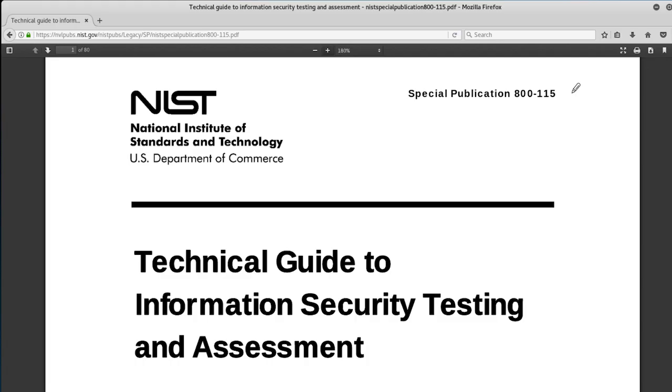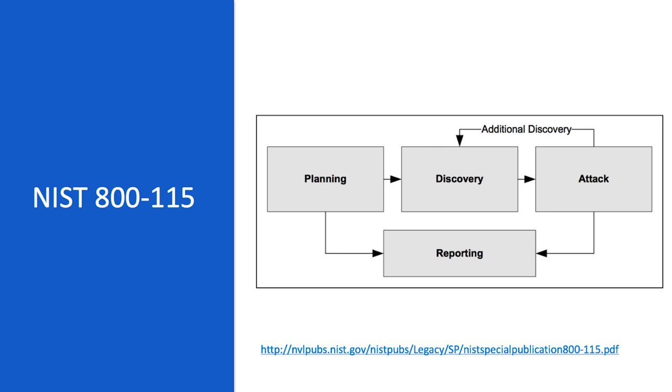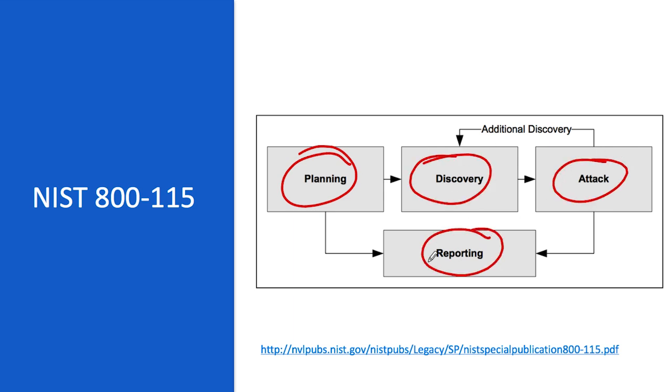Now, NIST also published a guide on how to conduct security assessments. The document is the special publication 800-115. It is pretty similar to the methodology described in the Penetration Testing Execution Standard, but in this case, they have 4 major phases. They basically cover the same as the 7 phases of the pen test standard. The NIST methodology starts with planning, and then discovery, attack, and at the end, reporting.